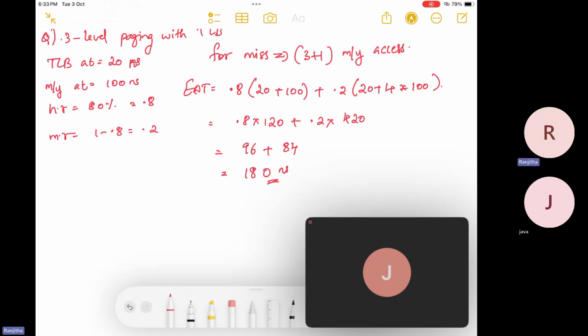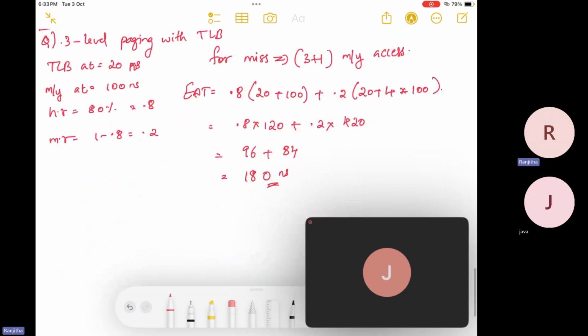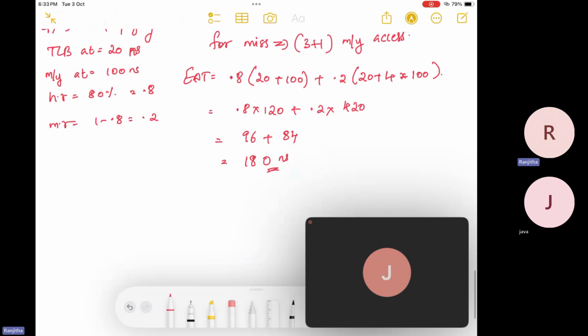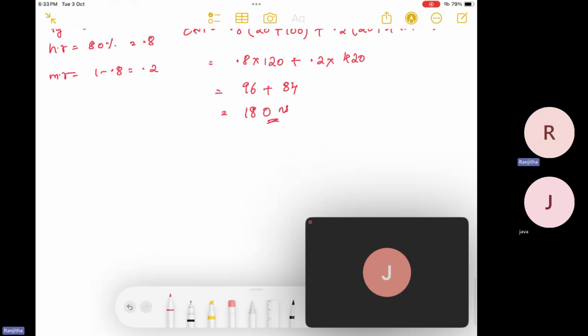Which is equal to 120 nanoseconds. So as you can see, as the number of levels in paging increases, the effective access time increases based on the hit ratios. Okay. Now another one more question.